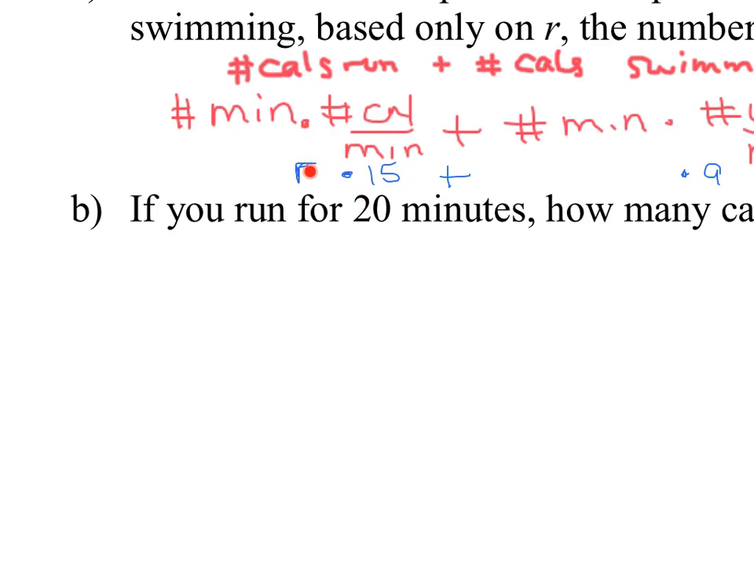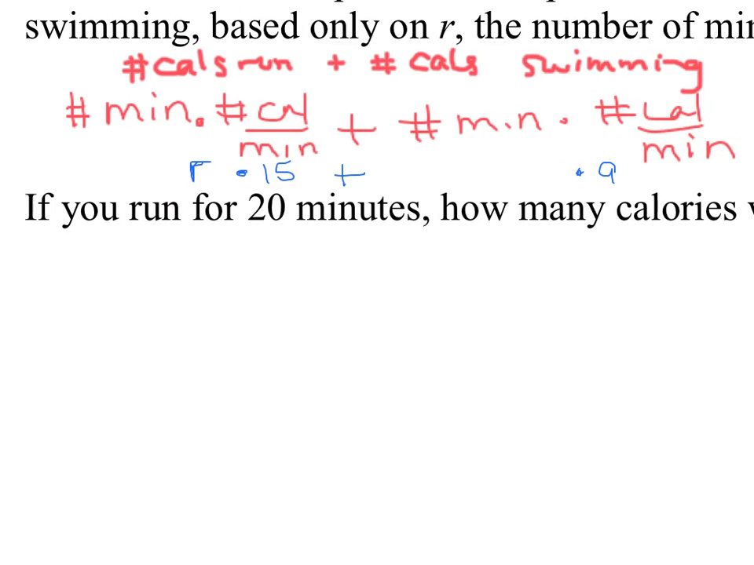If I knew the number of minutes I run, I would take that amount multiplied by 15, and I have the total calories I burn running. Here's where it gets a little tricky. It tells us to base only on r. So what they're saying is only use one variable. I don't know how much time I spend swimming, but I do know two things. I know that I spend 50 minutes total, and that r of those minutes have been spent running.